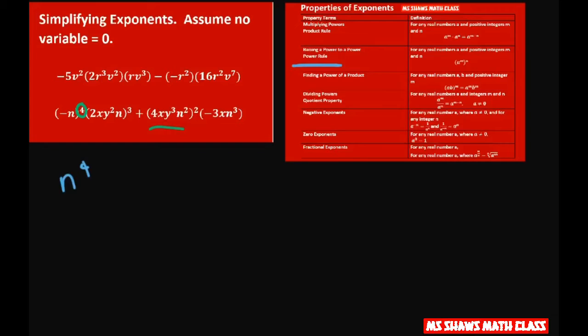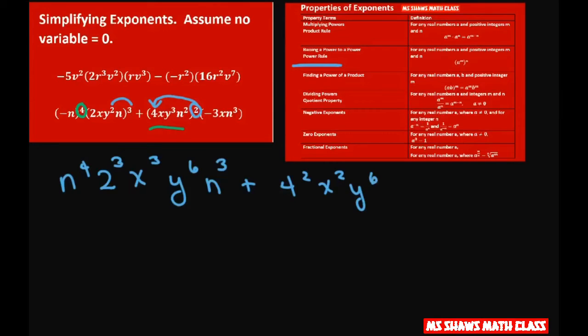So we're going to do 2 cubed. Then this is going to be x cubed. And then y, you multiply 2 times 3 is 6. Then n cubed. Now for the second part, we have this square out here. So square your 4. So that's going to be 4 squared. Then we have x squared, y to the 6th, n to the 4th, times negative 3 x n cubed.